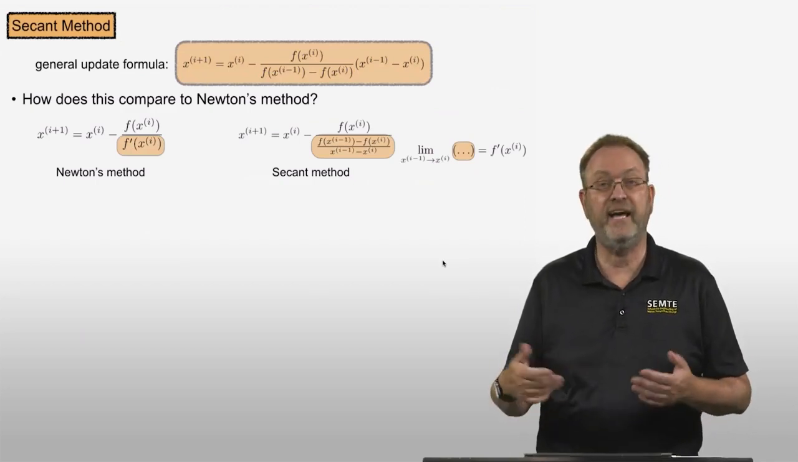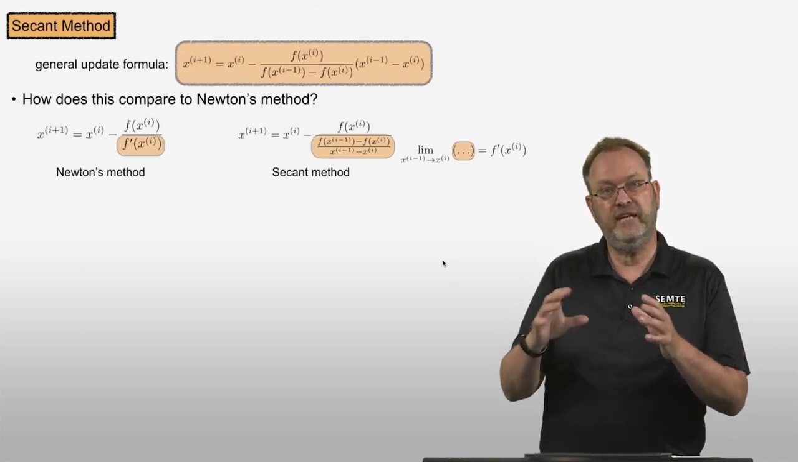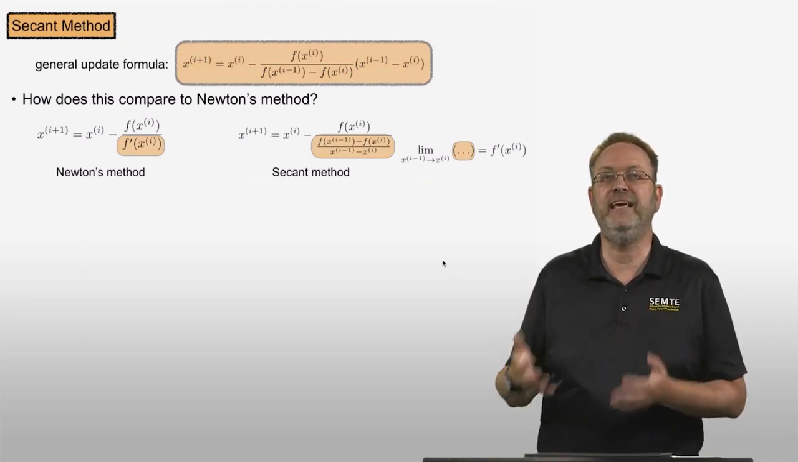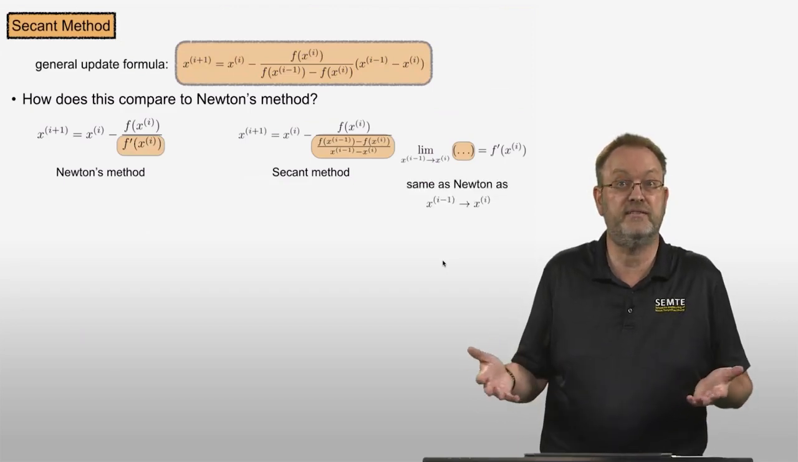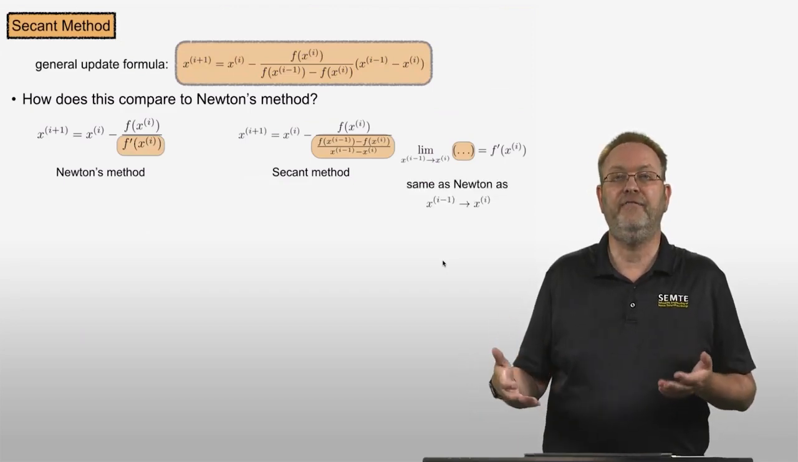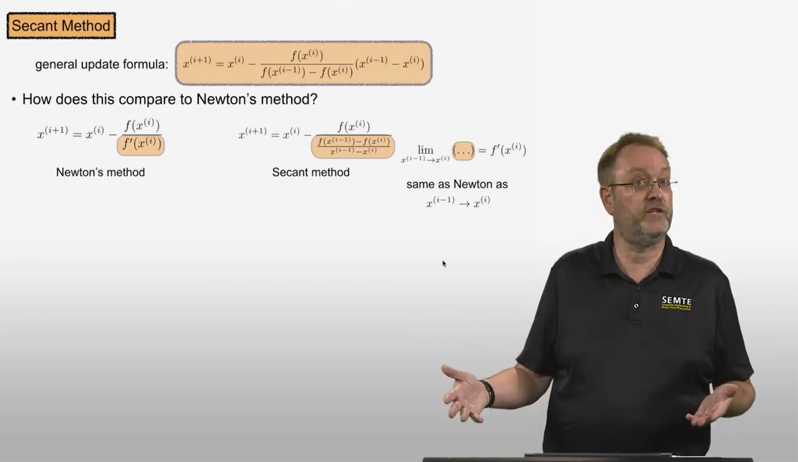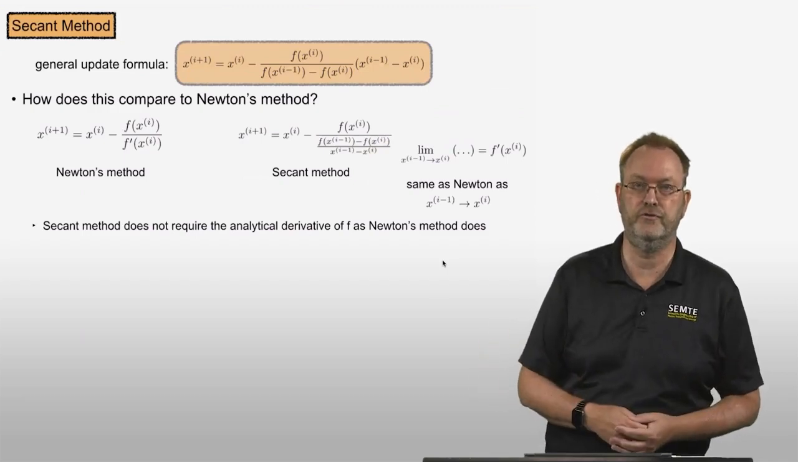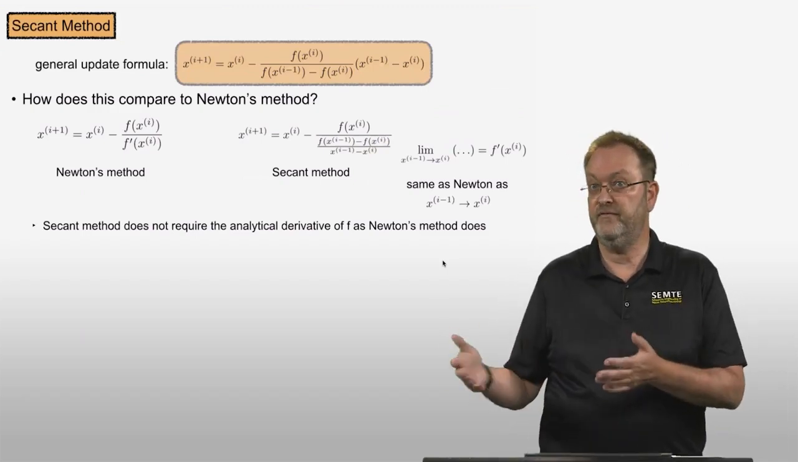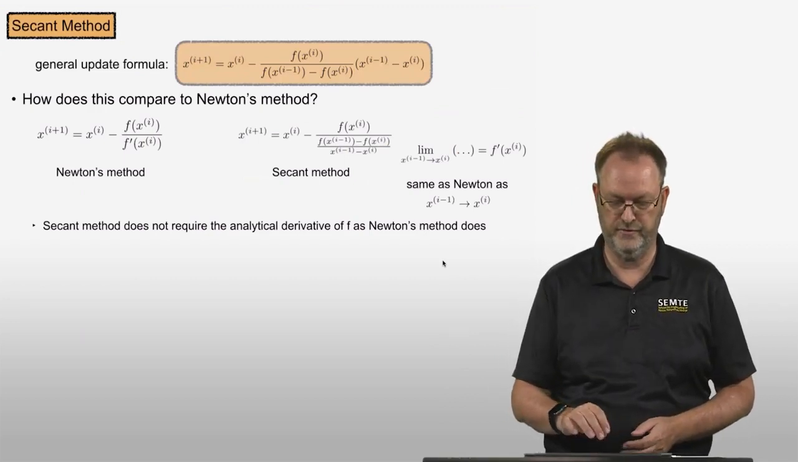So in the limit of xi minus 1 going to xi, this denominator term of the secant method is equal to the analytical derivative. So this method is the same as Newton if xi minus 1 converges to xi, which is what is supposed to happen if we get closer and closer to the true solution, because then these individual solution estimates are supposed to converge to the true solution.